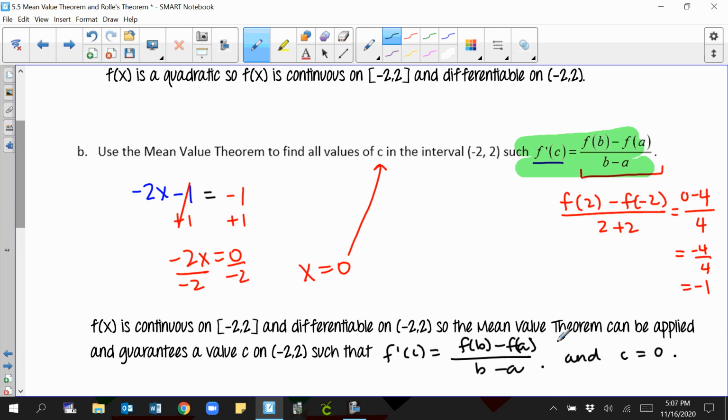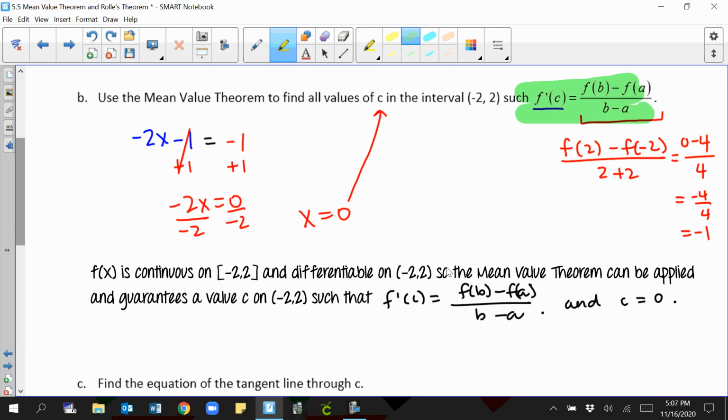A lot of times it'll just ask if the mean value theorem can be applied. In that case, you won't necessarily say what that value of c is, but if it does ask for that value, you do need to include that value and include this work up here that's in red and blue.